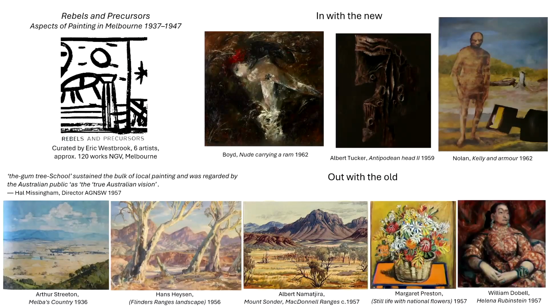Running out of time. So this is the third exhibition. Because Robertson's exhibition, Recent Australian Painting, is so successful in London, the Australian institutions say, oh gee, the English love this art, it must be good. So the NGV, the next year, 1962, puts on this exhibition, Rebels and Precursors, Aspects of Painting at Melbourne. And these are the artists in it. There's about 6 artists, they're all Melbourne artists.